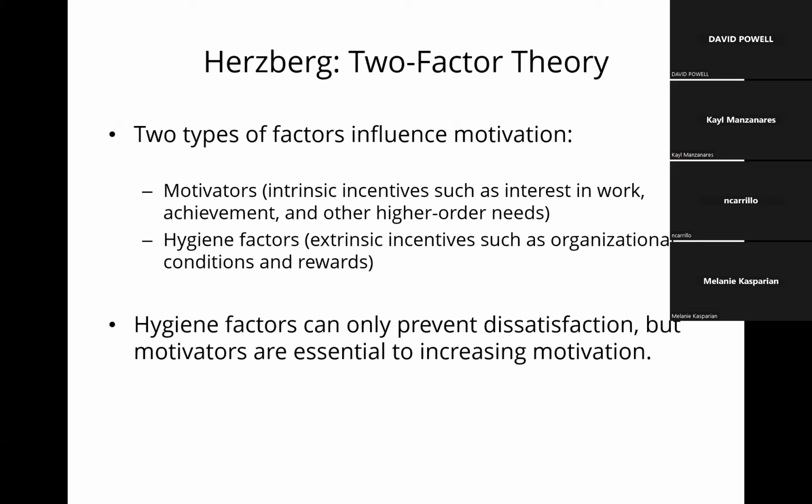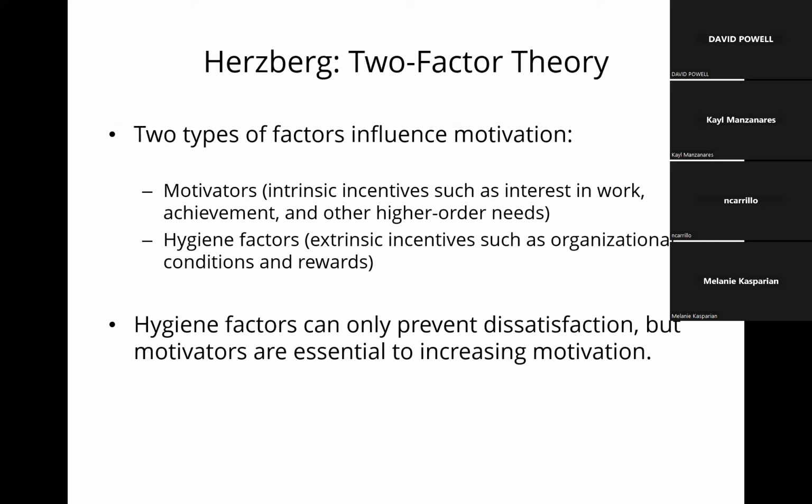Herzberg then draws this nice distinction between these growth and deficiency needs by reterming them as motivators versus hygiene factors. We said last week that Herzberg identifies these motivators as being your more intrinsic types of incentives, things such as someone's interest in work, someone's desire for achievement, those higher order needs. Those are the motivators. Those are the types of things that, if you appeal to them, will motivate employees.